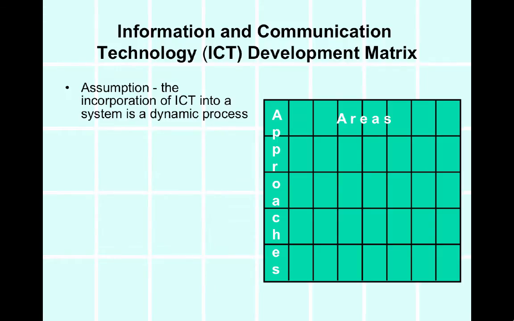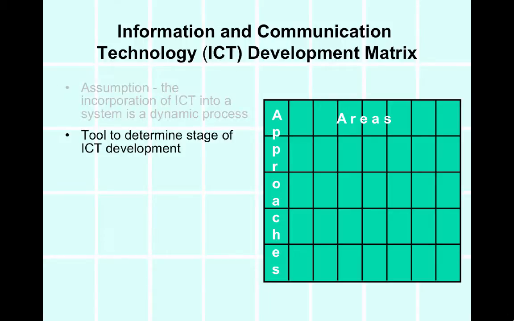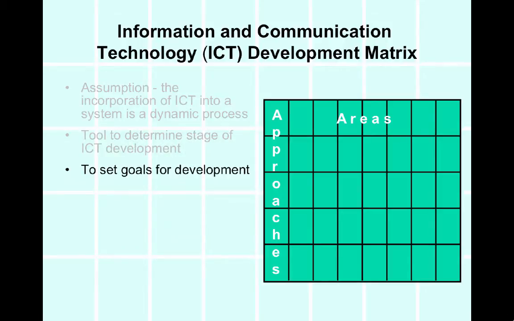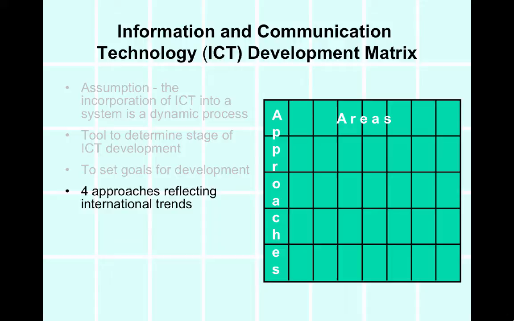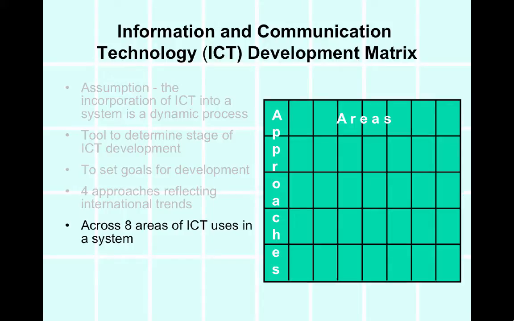With the matrix, the assumption is the incorporation of ICT into the system is a dynamic process. It's a tool designed to determine the stage of ICT development in an organization or educational setting. It's designed to help you set goals for development. There are 4 approaches reflecting international trends, as this was an international group that I was working with. It's across 8 areas of ICT uses in a system.